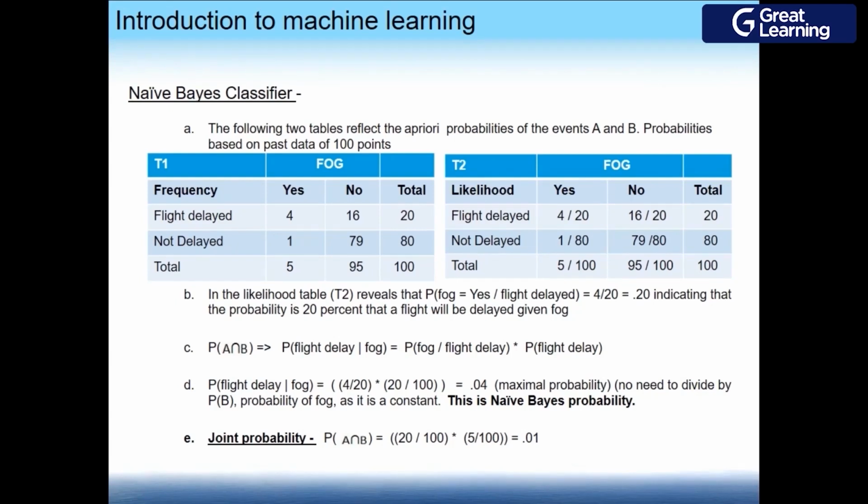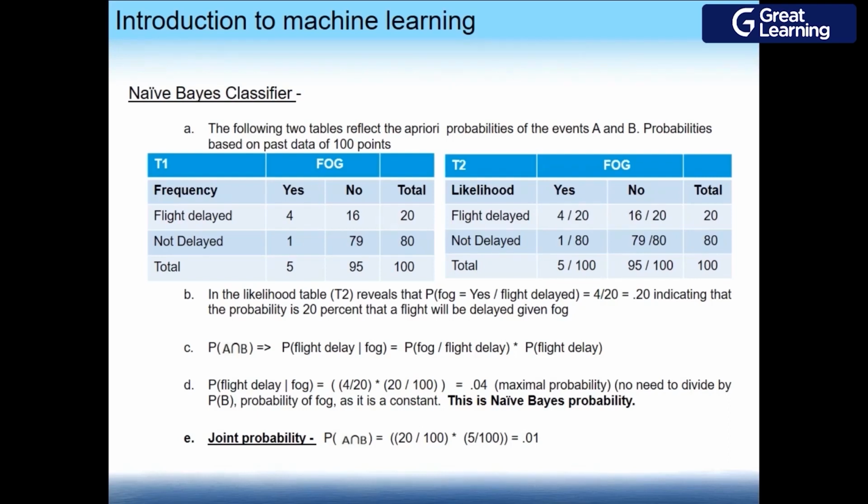Okay, we convert this into ratios: 4 by 20, 16 by 20, 1 by 80, 79 by 80. We convert into ratios, the likelihood ratios. Now once you convert into ratios, you can use any permutation combination to find the probability. This is what we have seen earlier. You can put those ratios over here and you see the calculations.